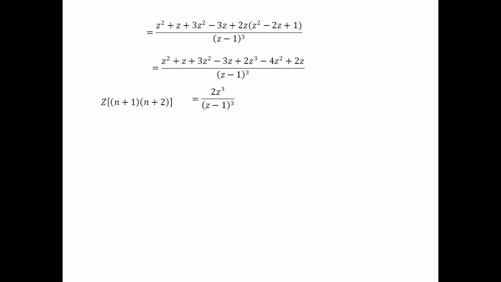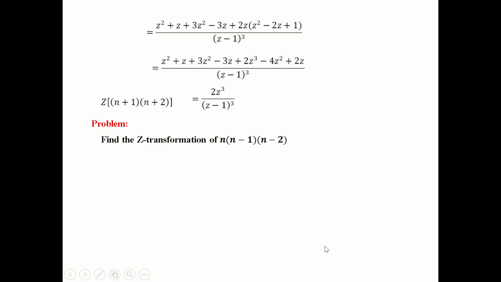So you are having 3 plus 1, 4z square plus 4z square minus 4z square get cancelled. Then z term, so minus 3z and 2 plus 1, 3z. So plus 3z minus 3z get cancelled. So you will get 2z cube by z minus 1 the whole cube.